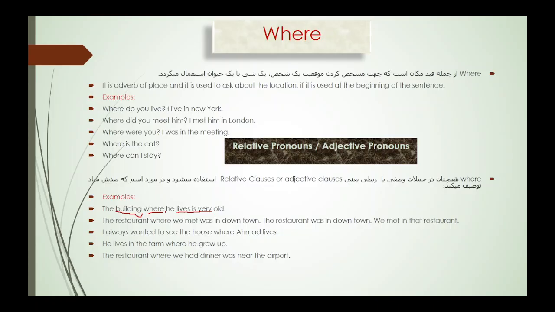The building where he lives is very old, right? This is extra information, additional information given about this building, yes, and this word also defines the word this building, right? The building where he lives is very old.